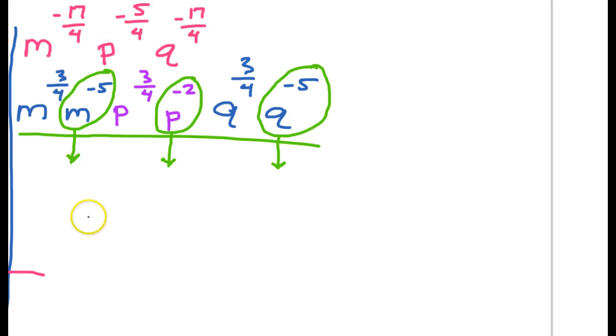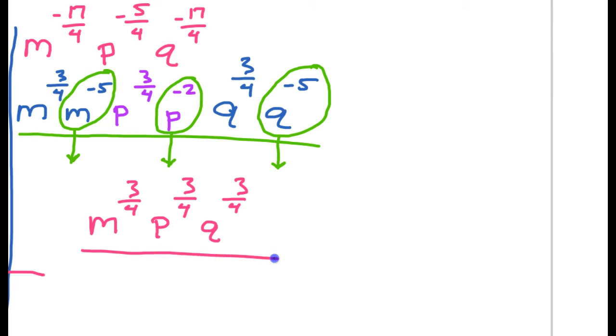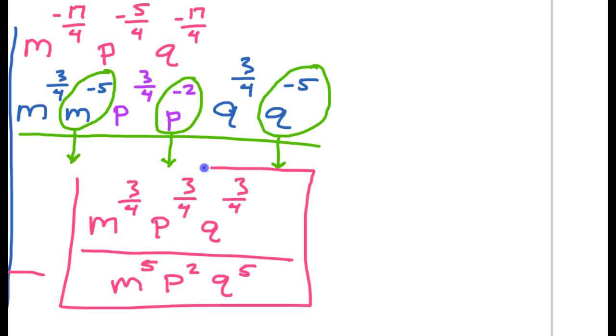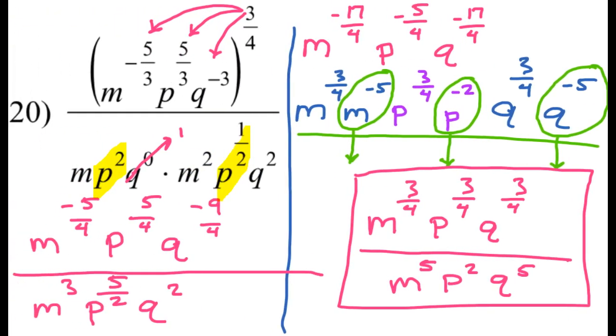So that's why the final answer will be m to the 3/4 power, p to the 3/4 power, q to the 3/4 power, all over m to the 5th power, p squared, q to the 5th power. And that is the best we can do with this mess. That was problem number 20.